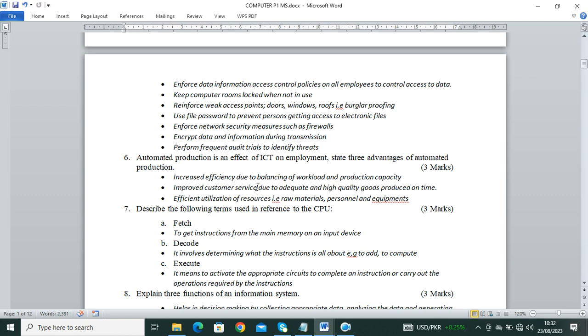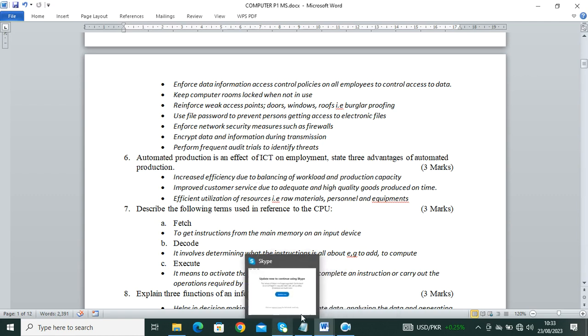Encryption means that you are mixing data in a way that only the sender and the recipient can access. Then you can also perform audit trials. Audit trials means you are trying to get the loopholes that hackers can use. This is called ethical hacking. You can just try to hack your data to see what the other hackers can really poke on your data.